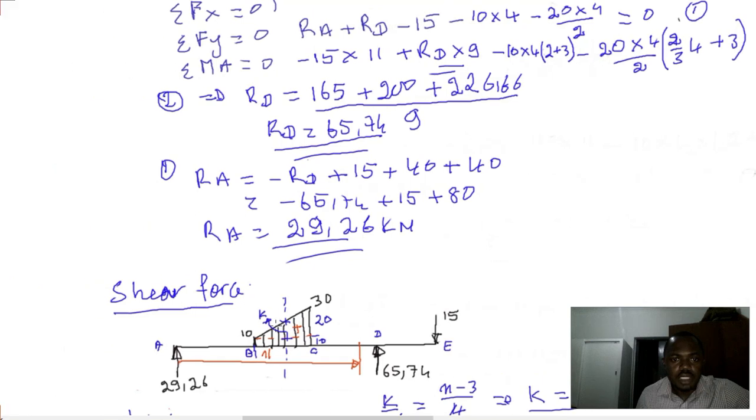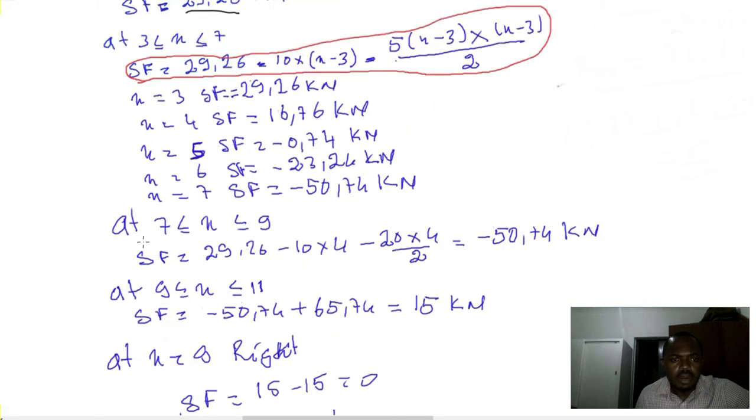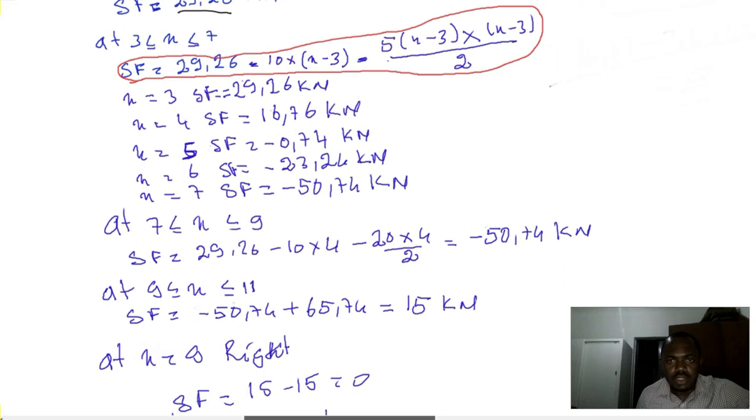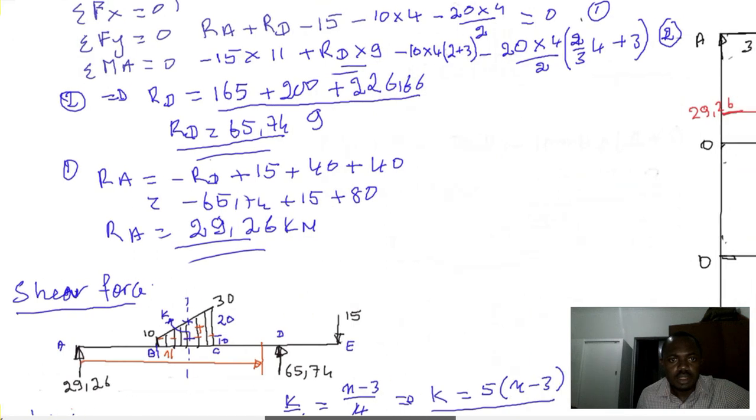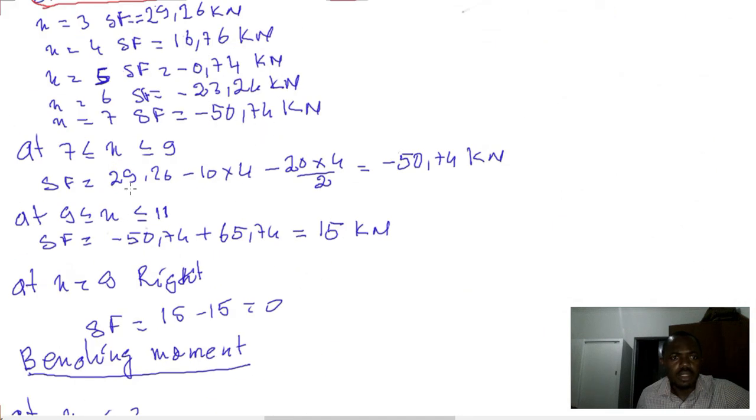And then from there, for x between 7 and 9, it's going down in a straight line. So from here we got minus 50.7, which is also equal to 14 minus 7.4. I'm hoping I'm taking the right values. Okay, that's correct.